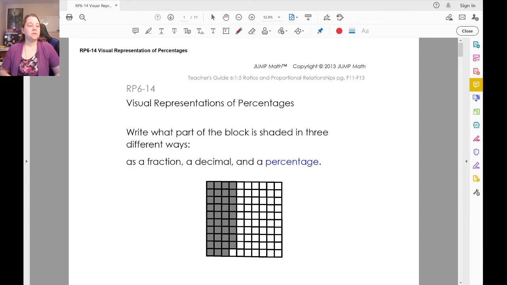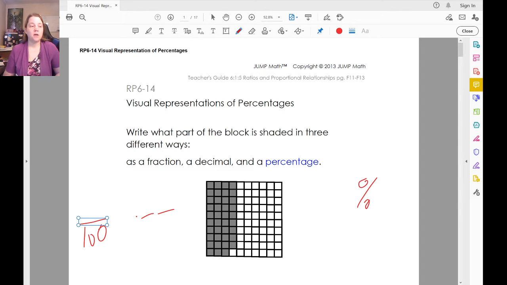This video is going to talk about how percentages look, visual representations. So we want to know what part of the block is shaded in three different ways, as a fraction, a decimal, and a percent. So we know that this is out of 100. So the fraction will be out of 100. The decimal, we will adjust that as well. That's going to be 2 decimal places. And the percentage will have a percent sign.